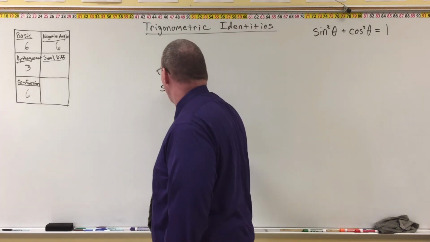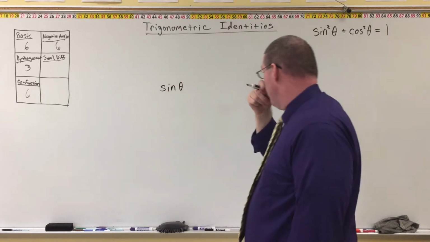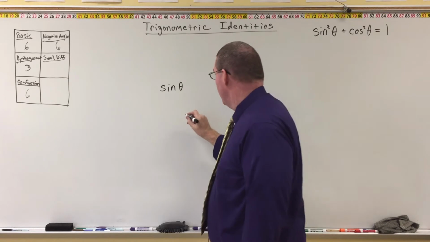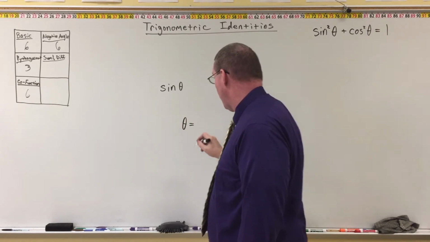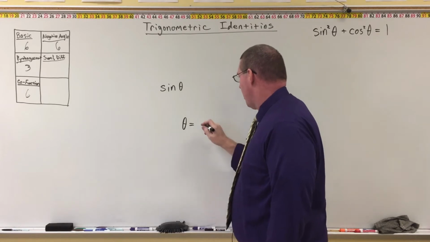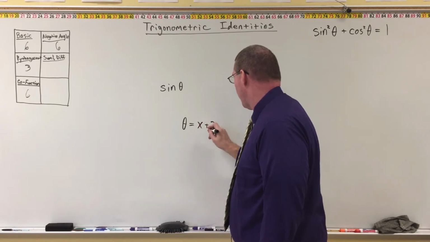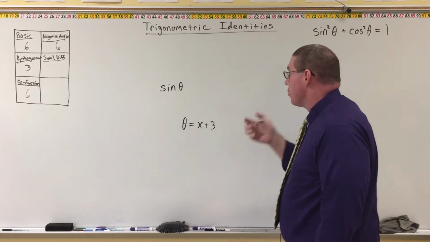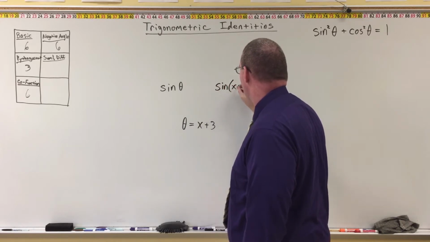So let's say that we have sine of theta, right? But here's what's going on. This angle here, theta, is actually a sum of two terms. So theta is equal to, let's say, x minus 3 or let's say x plus 3. Let's do a sum first. X plus 3. So now what we have is sine of x plus 3.